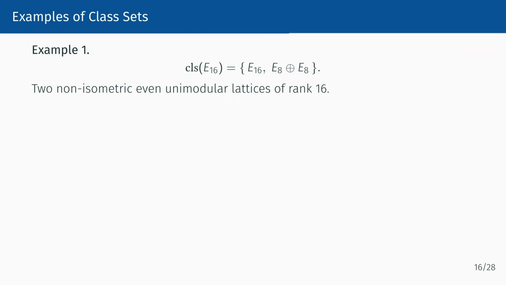Okay, so here is an example. This is the famous example actually found by Witt and later used by Milnor in 1964 that Kit talked about. If you look at the lattice we saw earlier as E16, like E_n with n equals 16, then its class set consists of two isometry classes. There's E16, and there's the direct sum of E8 with itself. These two lattices are not isometric. They're both determinant 1, even, and have rank 16.